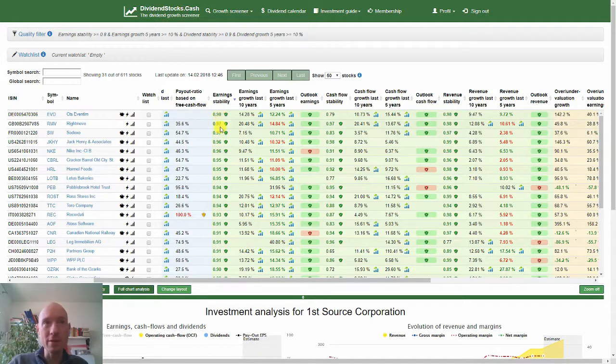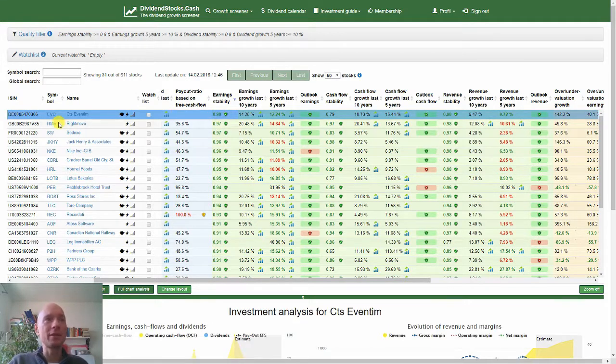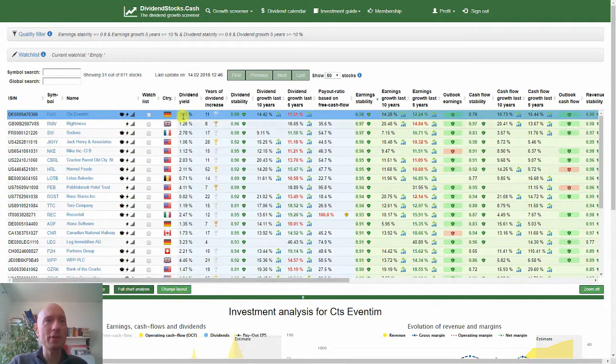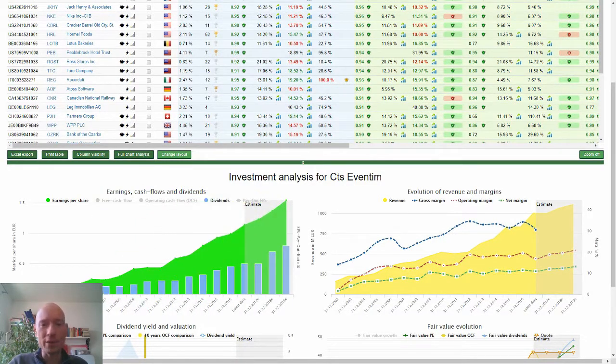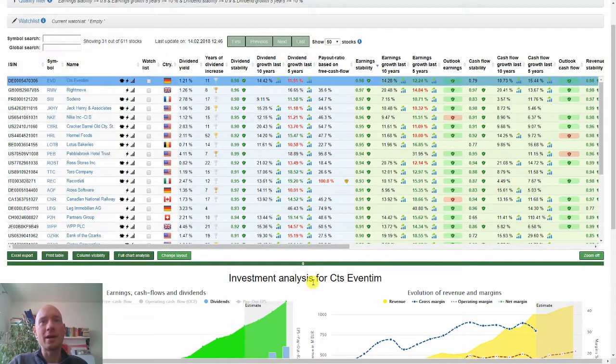So what does this mean, very stable earnings? We can visualize if I click here on CTS Eventim, that's a German company paying dividends, and here we can see what stable earnings mean. It means that there is a steady increase in earnings, a very steady and stable increase of earnings. And companies like this are not rare. They exist. Many dozens of these companies exist, but normally it's very hard to find them.